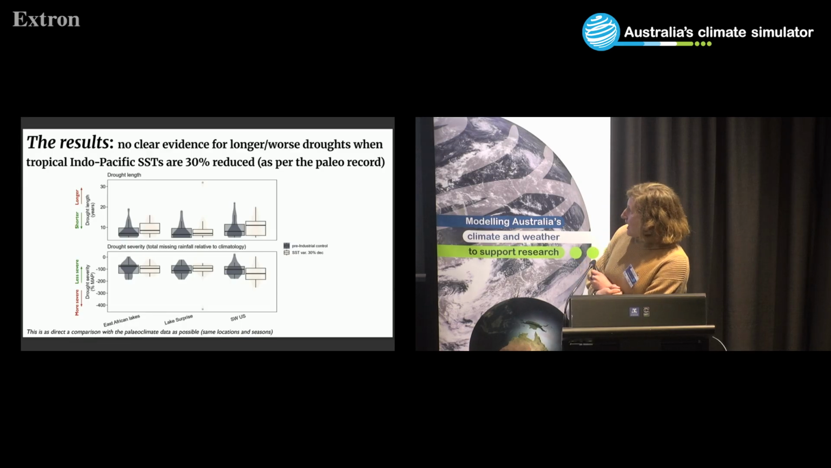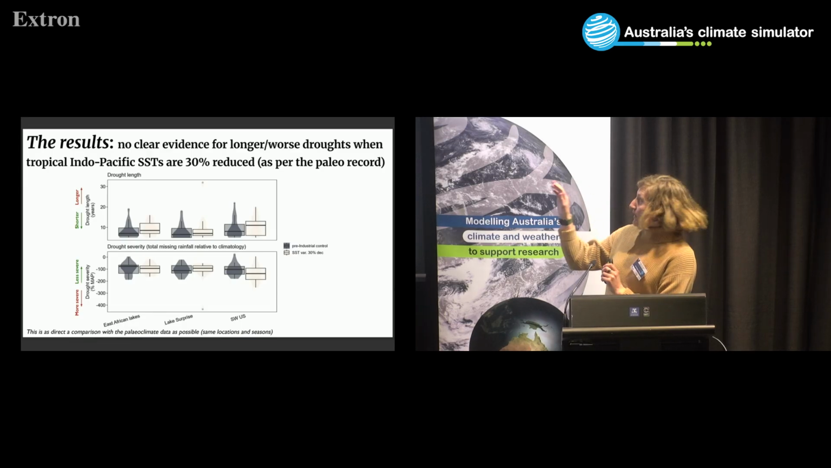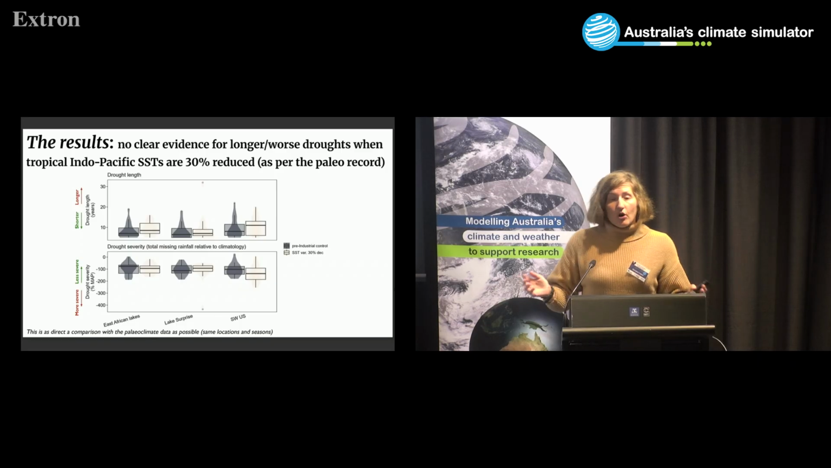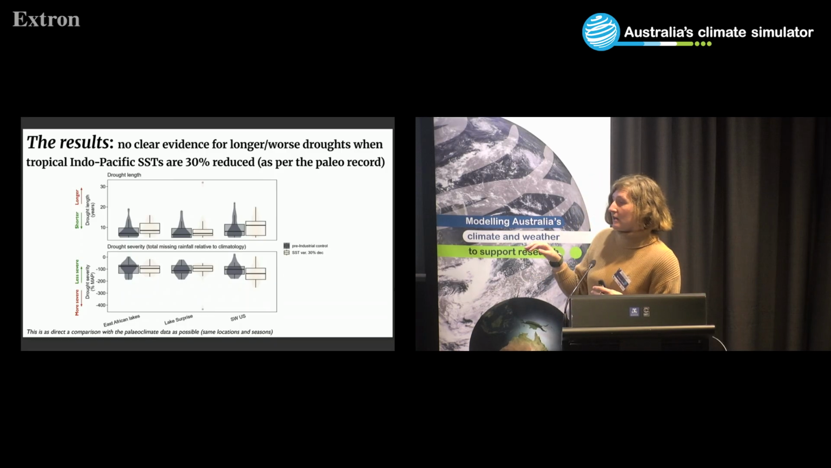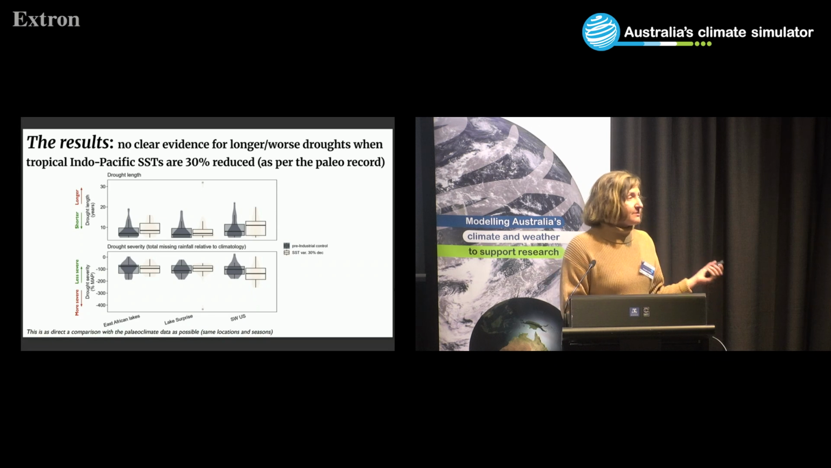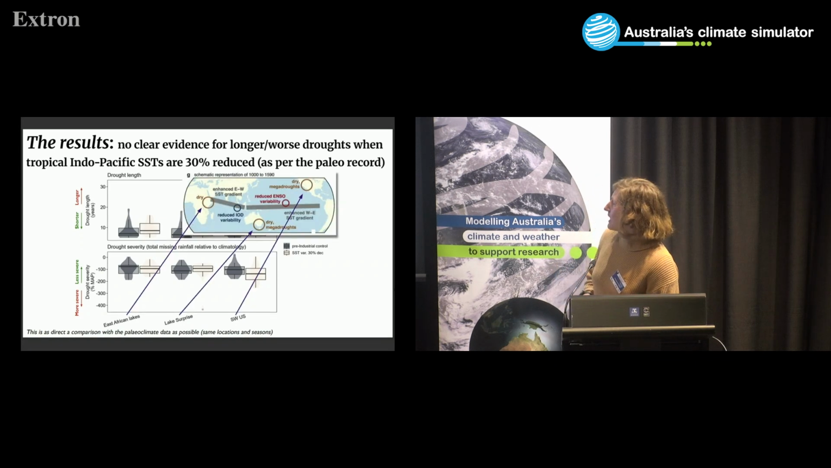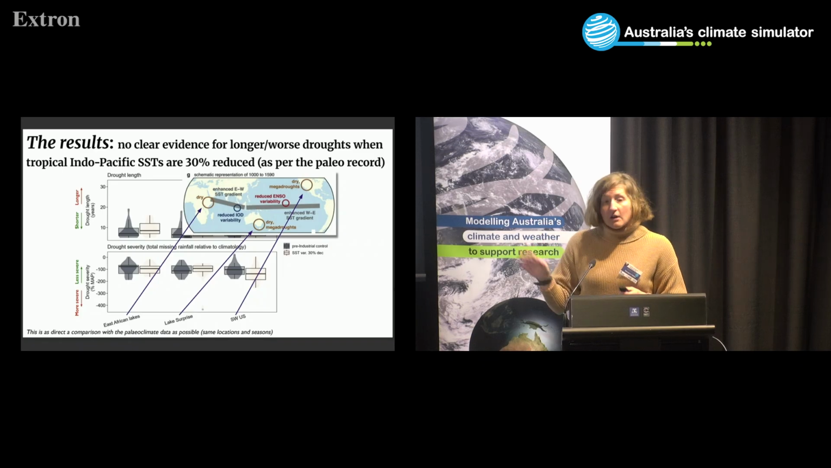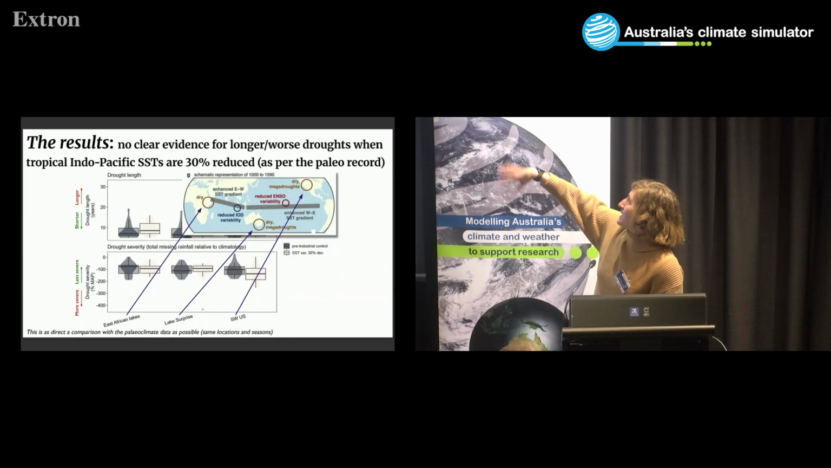Here I'm showing in the top panel the length of all multi-year droughts that occur in a 600-year simulation. In the bottom panel is the severity of those droughts, so how much rain is missing compared to the climatological average. These are for the locations exactly matching the locations of the specific paleoclimate records that were used to identify hydroclimatic conditions in our hypothesis.